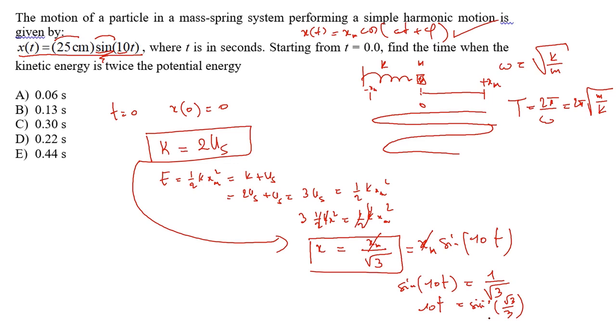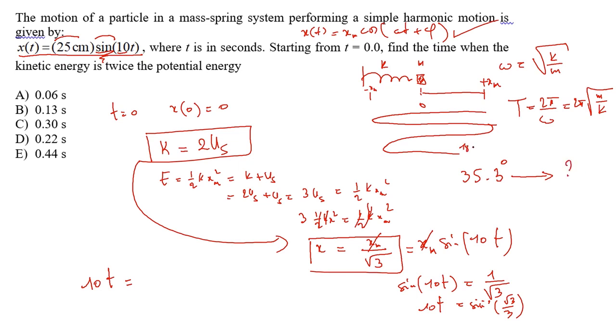Take your calculator and tell me, how much do you get? It will be 35.26, let's say in degrees, right? Now I have to put it in radians because my omega is in radians per second, so I have to put everything in SI units. So how many radians?